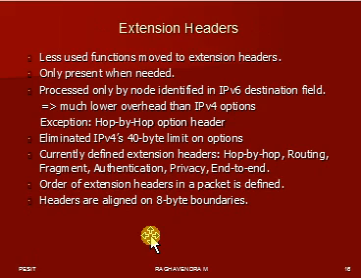And the extension headers: less used functions are moved to extension headers, which are only present when needed and processed only by a node identified in the IP version 6 destination field. It has much lower overhead than IP version 4 options. The exception is the hop-by-hop option header, and it eliminated IP version 4's 40-byte limit on options. The currently defined extension headers are hop by hop, routing, fragment, authentication, privacy, and end-to-end. The order of extension headers in a packet is defined. Headers are aligned on 8-byte boundaries.